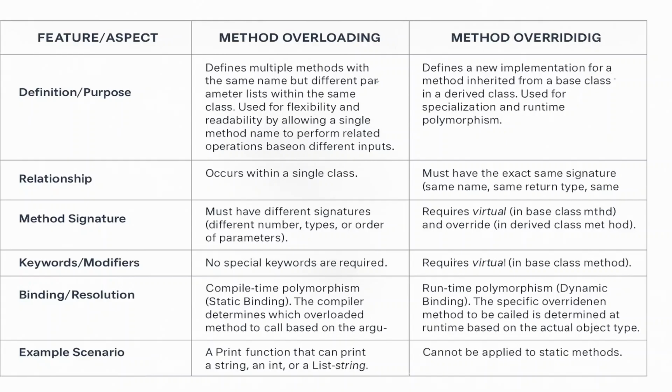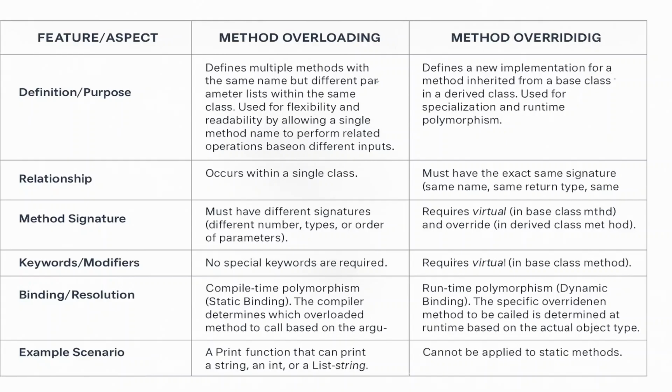In method overriding, you need the virtual and override keywords. As for keyword modifiers, in overloading you don't need any special keyword to identify it. All you need is different variations of the same method name. But in overriding, you will be able to identify it by the keywords: in the base class you will have virtual, and in the derived class you will have override.